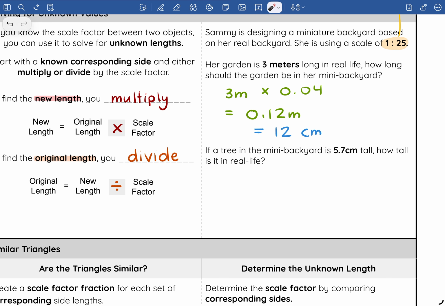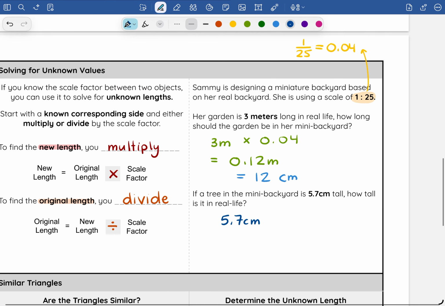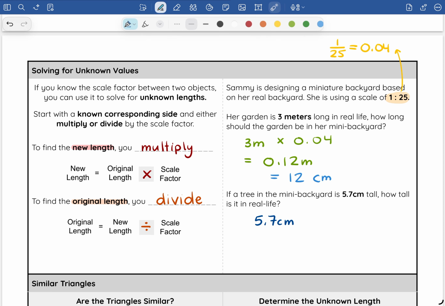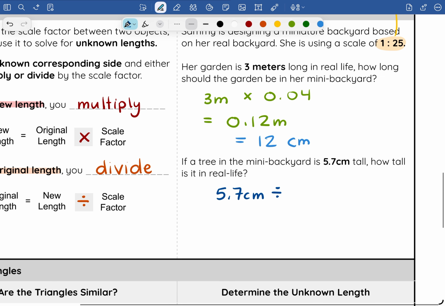And again, I typically like to think, okay, if the tree is 5.7 centimeters in her mini backyard, do we want it to be bigger or smaller in real life? We want it to be bigger. And so since our scale factor is a decimal much smaller than 1, in order to get this number to be bigger, multiplying isn't going to work, because multiplying by a decimal like that makes something smaller. So we need to divide to make it bigger.